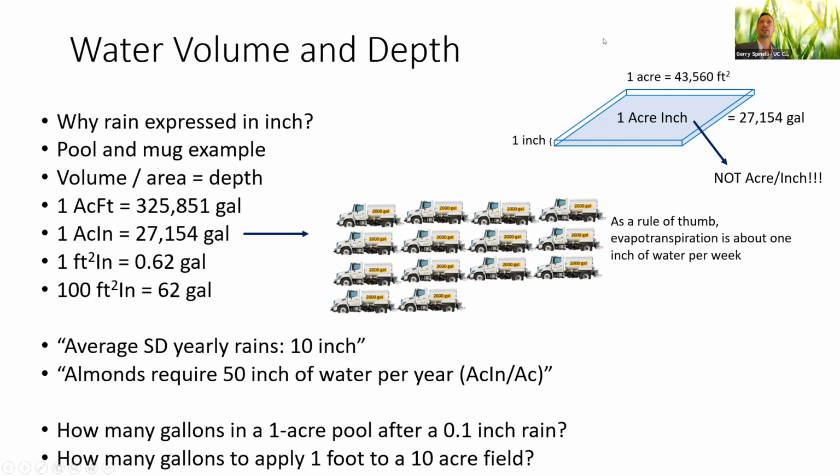So here I drew this big pool. Imagine a pool that has one area of 1 acre, and there is 1 inch of water in it. That volume of water will be 27,000 gallons. And we call that volume an acre inch. And we write it this way. We don't write acre/inch, because it's not divided, it's multiplied, right?